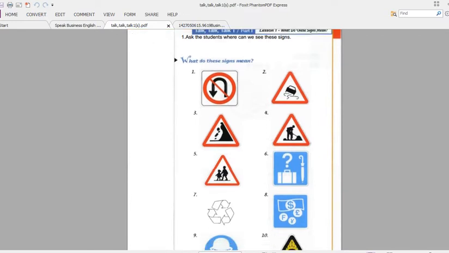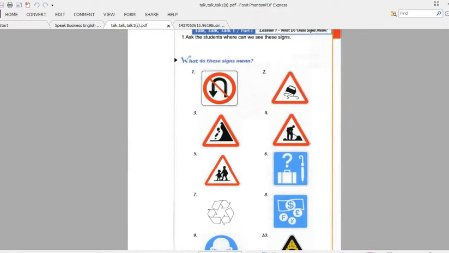Okay, so you can ask your student, actually they should not answer your question with only one sentence. When you ask your student what does this sign mean, number one, what does this sign mean, and then this is, what's that, no U-turn. Okay, it means no U-turn. So they can answer as simple as that.